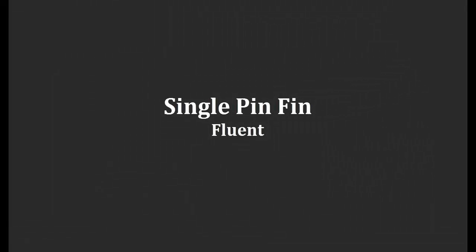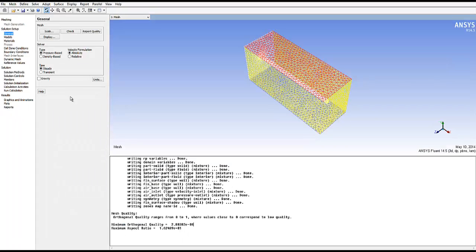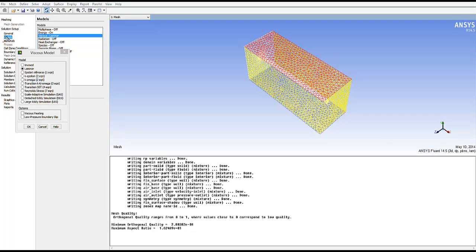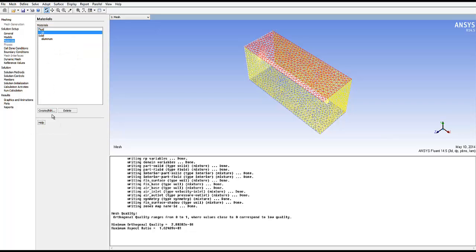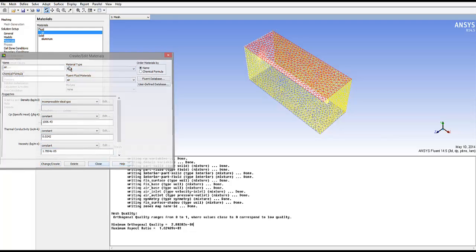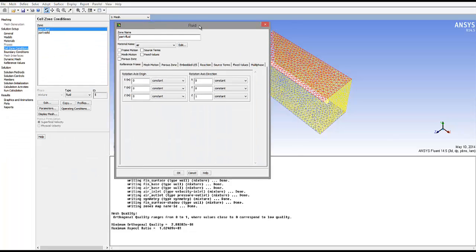As for the solver, we will be using Fluent. We'll start by enabling the energy equation, and then by setting the flow to laminar, since we have a low velocity of 2.5 meters per second and a small diameter. And then we will identify the air as being an incompressible gas.